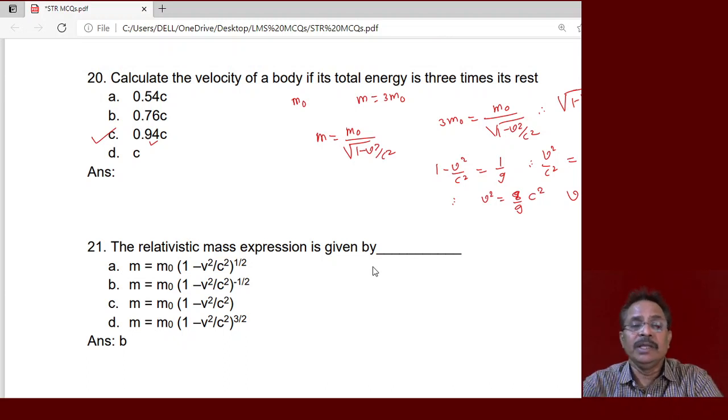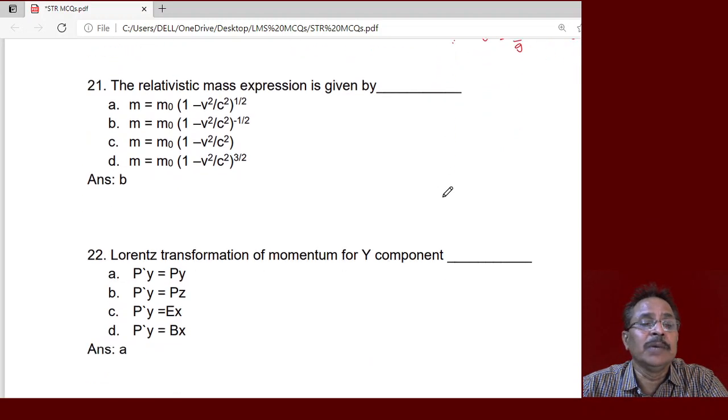That means when the object tries to move with a velocity approaching the velocity of light, its mass goes on increasing. This is called the relativistic mass effect. The mass of an object goes on increasing as it moves with higher and higher velocity approaching the velocity of light, and it becomes 3 times its rest mass when it attains the speed equal to 0.94 c. So this has been calculated using this simple expression as given by this formula.